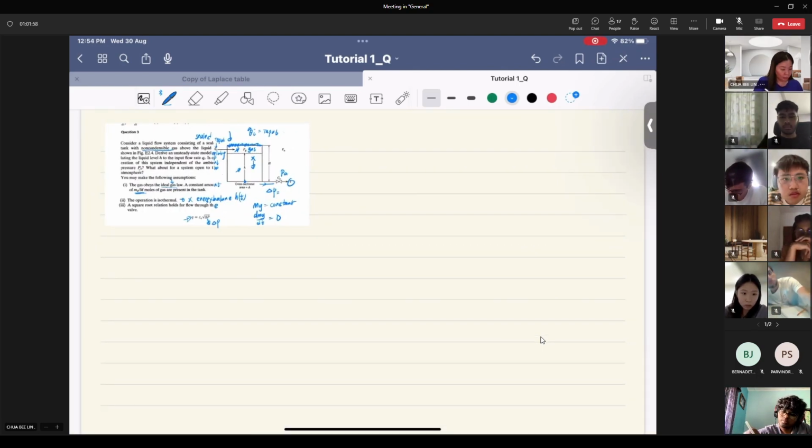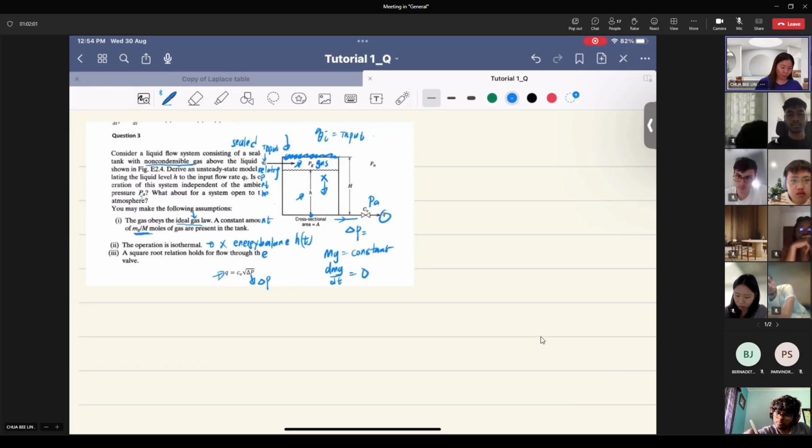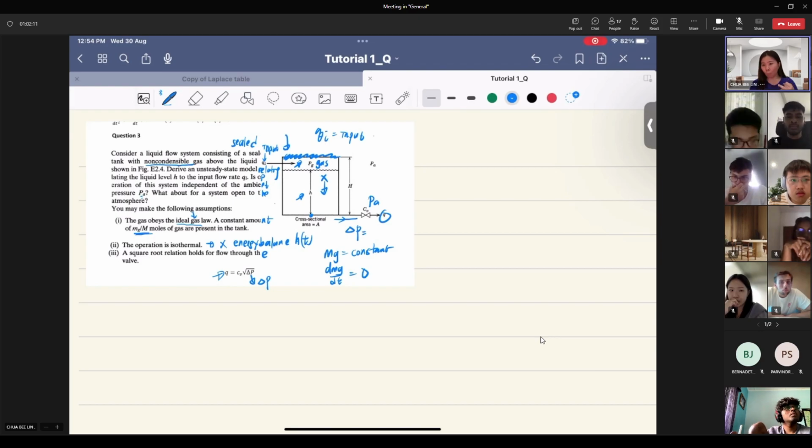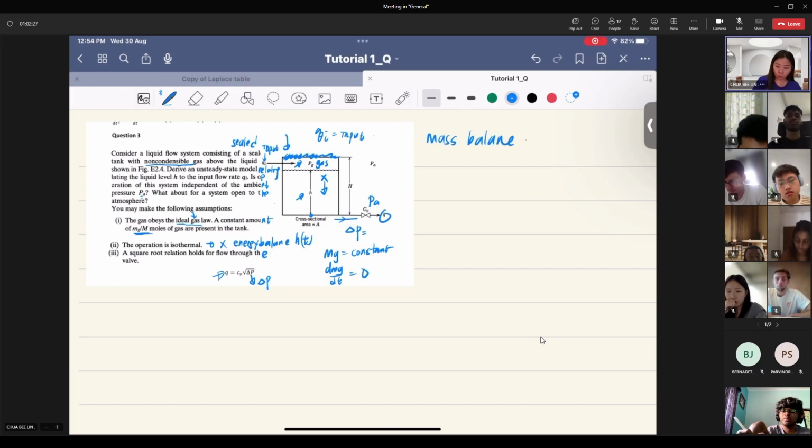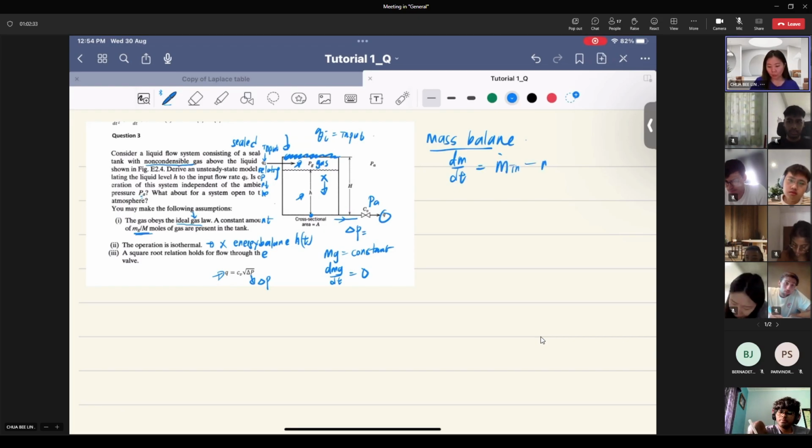Based on here, first thing, think of the concept. Every time you want to derive an equation, you will utilize conservation laws. You will have mass balance, composition balance, energy balance. Based on this simple example, composition is not given, temperature is constant, hence you only have mass balance. The general equation we are using is dm over dt equals mass rate in minus mass rate out. In this case, the mass inside the tank is the mass of the liquid and the mass of the gas.